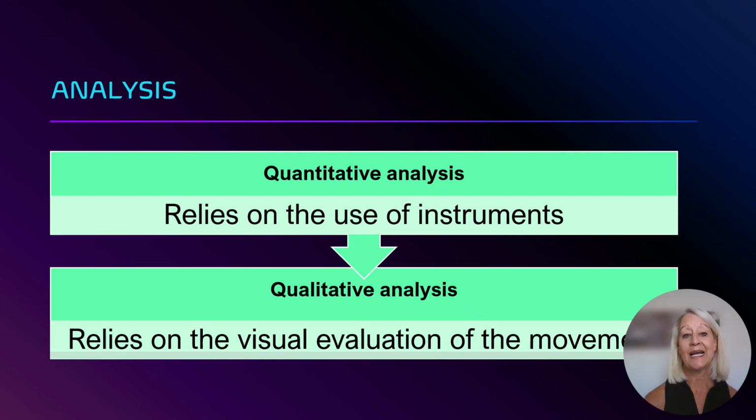Now, in utilizing those instruments, analysis can be either quantitative, where we're using instruments and measurements, or qualitative, where we're relying on trained visual observation. Both are useful. Quantitative analysis gives us precision, it gives us numbers, while qualitative gives us insights into patterns and techniques. So it's good to use them together.